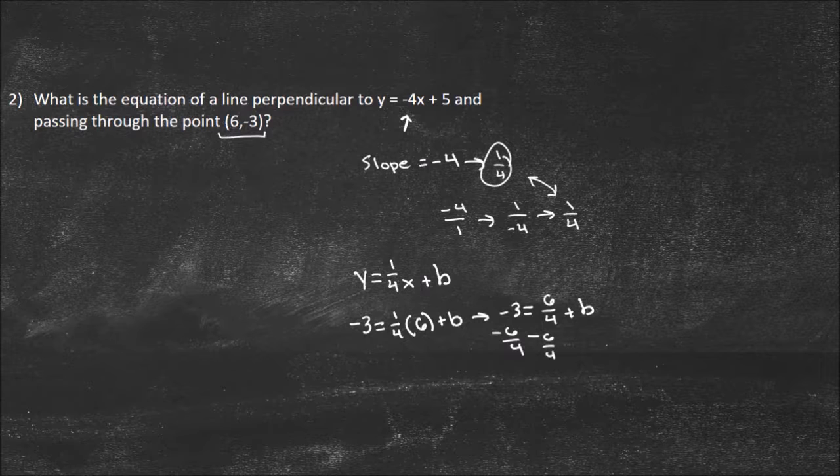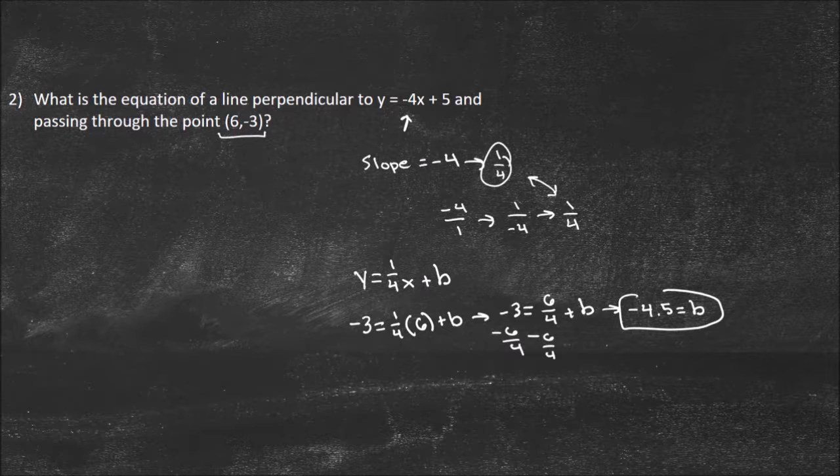And notice that -6/4 is just -3/2, which is -1.5. So it's going to be -4.5 equals b. And if you want to, you can do that using fractional subtraction. So you would get the common denominator and then subtract them.